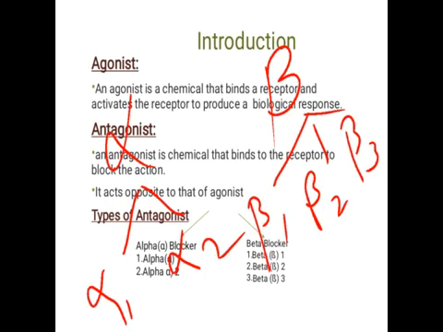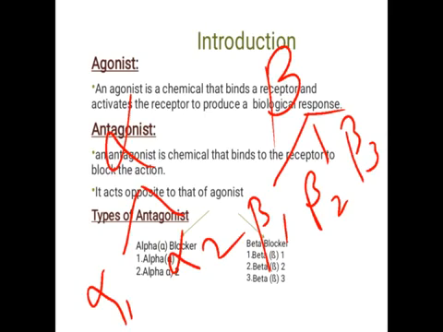So the drug which binds to the alpha 1 receptor and blocks the activity of alpha 1 receptor is called the alpha 1 blocker. Which blocks the activity of alpha 2 receptor, they consider the alpha 2 blocker. The drug which binds to the beta 1 receptor and blocks the activity of beta 1 receptor, they consider the beta 1 blocker. Drug which binds to the beta 2 receptor and blocks the activity of beta 2 receptor, that is the beta 2 blocker, and drugs that bind to the beta 3 receptor and block the activity of beta 3 receptor come under the beta 3 blocker. So in this way the classification of antagonists takes place.